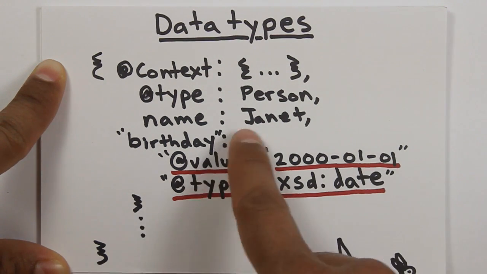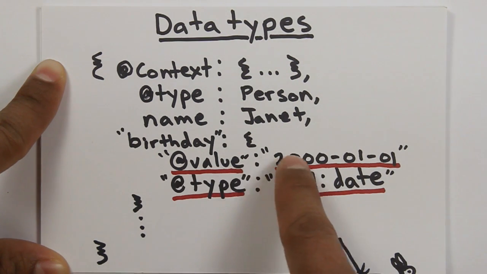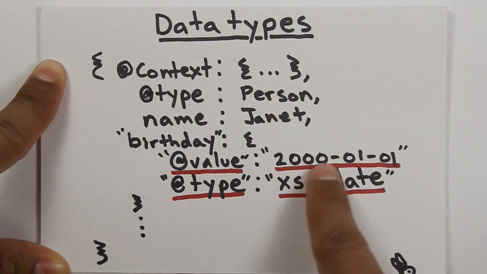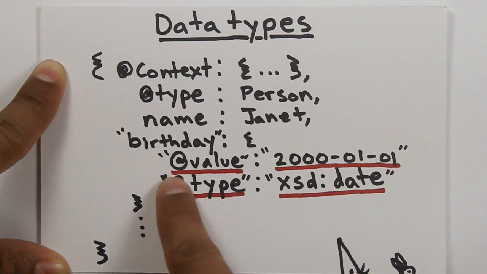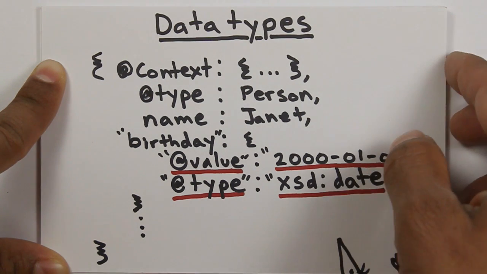So this is what it looks like in expanded form. We specify what the value is using the @value keyword in JSON-LD. We specify the data. This is basically January 1st, 2000. And then we specify the type of the data. We're telling the JSON-LD processor that this is a date.